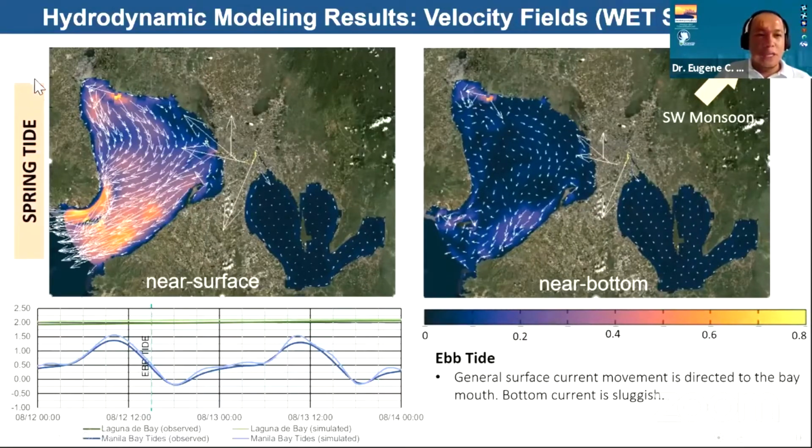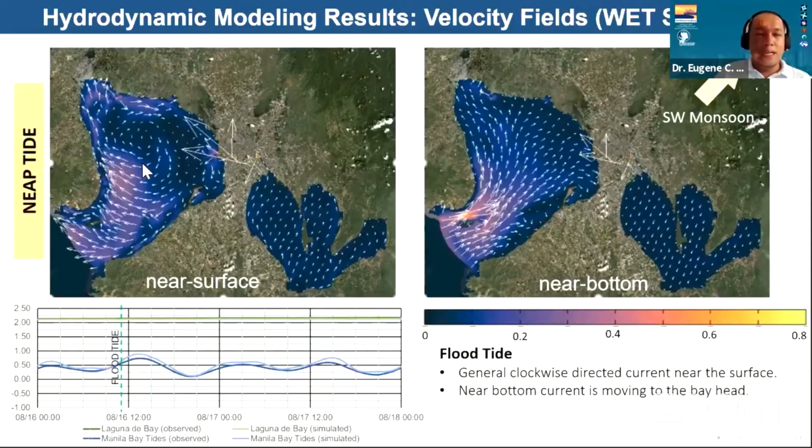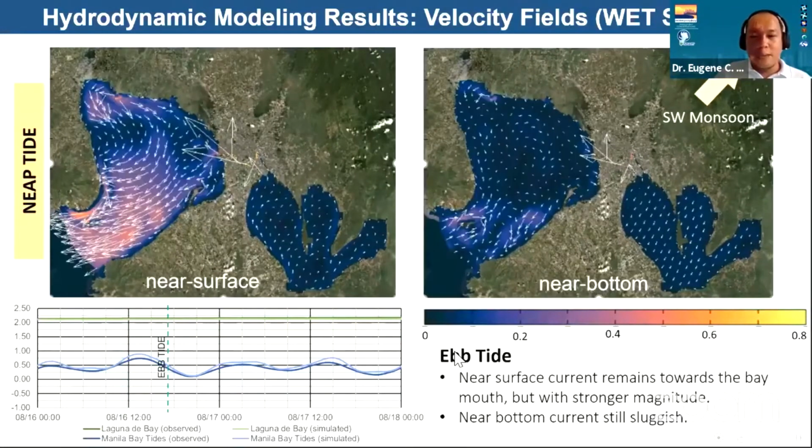Okay, these are conditions during mid tide. So these are during the times when the tidal range is shortest. We can expect much lower flow velocities, but the gyre circulation, which is clockwise, is maintained near the surface because of the prevailing southwest monsoon condition. And then the near bottom is flushing in towards the bayhead. Offshore water is coming in at the near bottom conditions. And then this is the condition during mid tide again, the ebb tide conditions, water going out. And so the gyre is still there, but much weaker, and then sluggish bottom conditions.